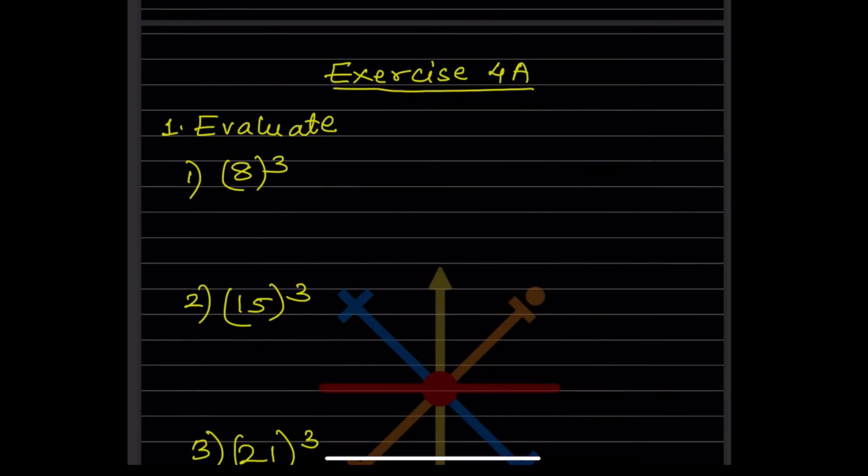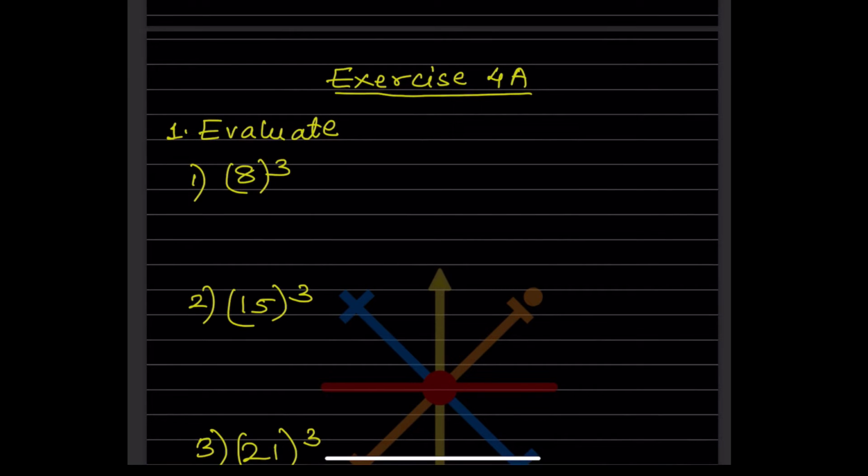Now here they said evaluate 8. When we write the exponent 3, that is the cube. So 8 cube means what are we going to do? We are going to multiply this 8 three times. So what will that be? 8 8s are 64, and you can multiply 64 by 8 and see, so that is going to be 512.